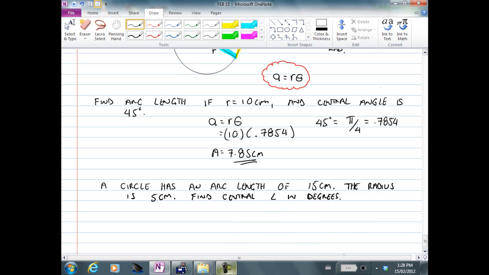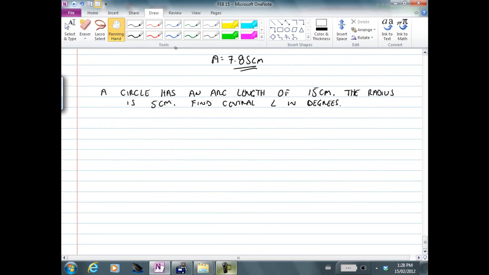Let's write down my formula. I go arrow. A equals R theta. So you can never forget that formula. I'm given arc length, so this is 15. My radius is 5. Hey, they're looking for central angle, so what they're really looking for is theta. Why don't we just take a minute and do simple division. A lot of you did this and said, hey, Mr., theta equals 3. That is correct, but this is a problem.